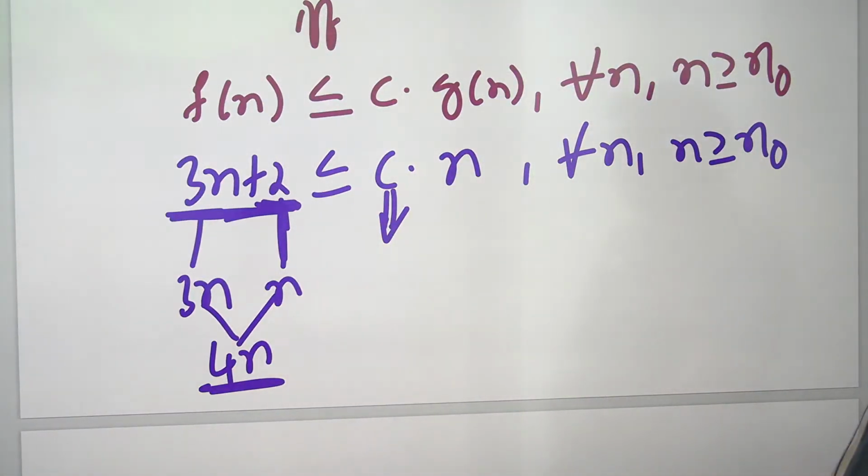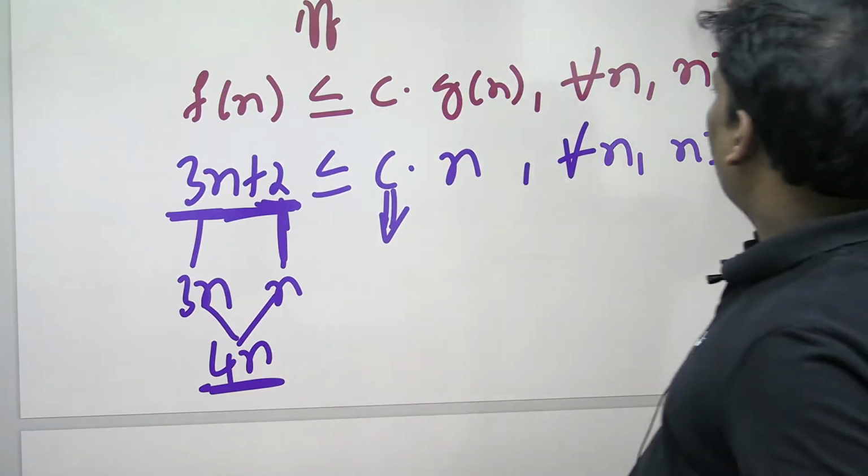Listen everyone, now comparing left and right, I want to prove that right will be bigger or equal. To be frank, left is bigger, but I want to prove right is bigger or equal. How is it possible? If you see the left side, 3n plus 2, and 4n, which is bigger? 4n is bigger. I think the problem is over.